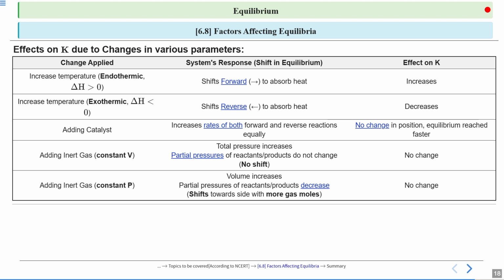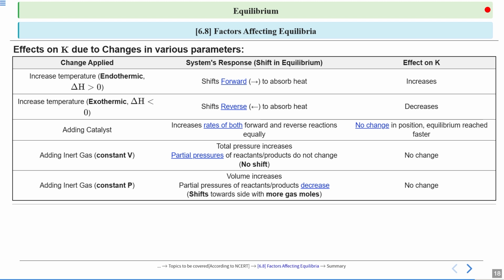Then if you move on to the second thing, which is increasing temperature for an exothermic reaction, then in that case, to counteract that extra increased temperature, since the reaction will be endothermic in the backward direction, it will move in the backward direction. What will happen to the K? It will decrease. Got it? Third thing we saw is the addition of catalyst. So addition of catalyst has no effect on your equilibrium state or your equilibrium constant.